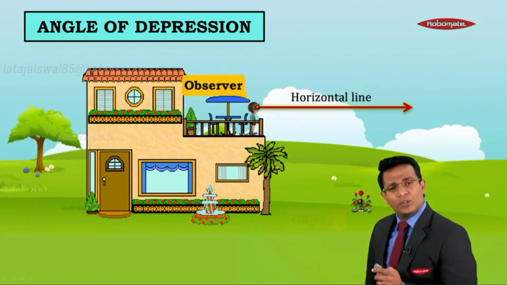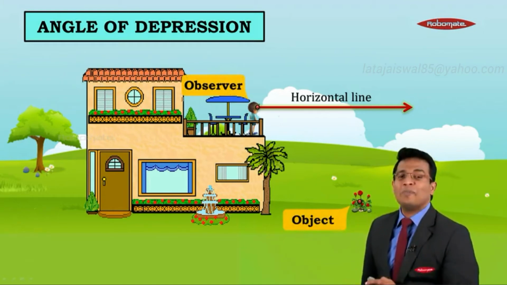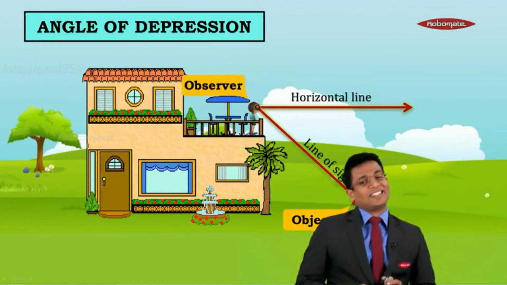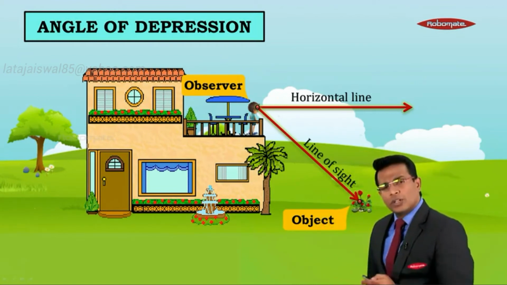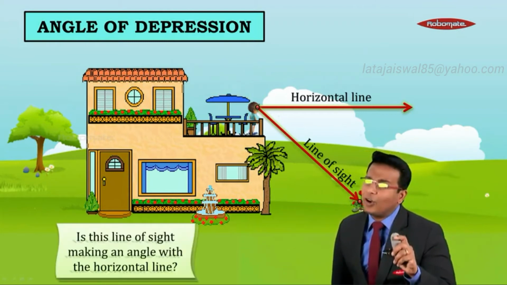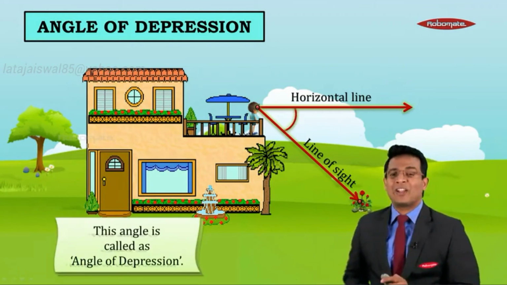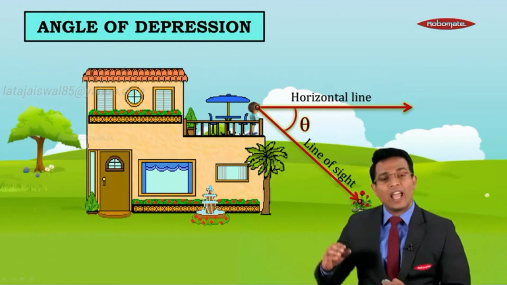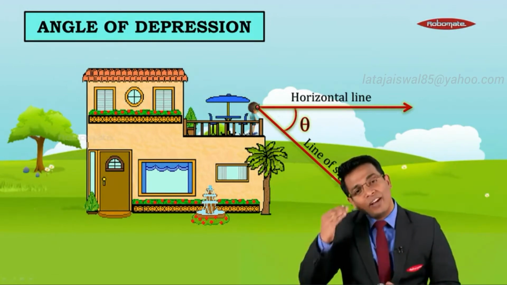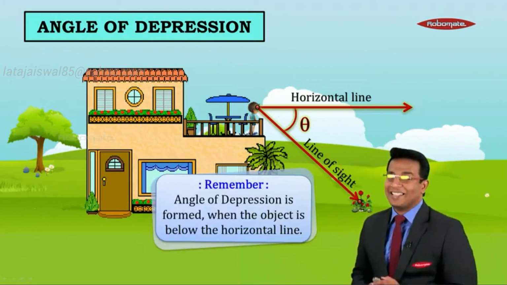When he is observing the flowers on the ground, Raj becomes the observer and those flowers become the object. So obviously the line connecting them is called the line of sight. Again, the next question: is there an angle formed between the line of sight and the horizontal line? Yes, there is an angle, and this angle is called the angle of depression. So students, angle of depression is formed by the line of sight with the horizontal line when the observer is seeing below the horizontal line. Wasn't that easy? Simple, right?